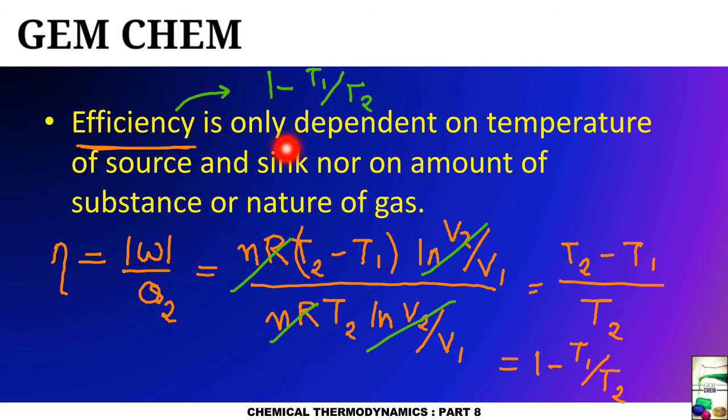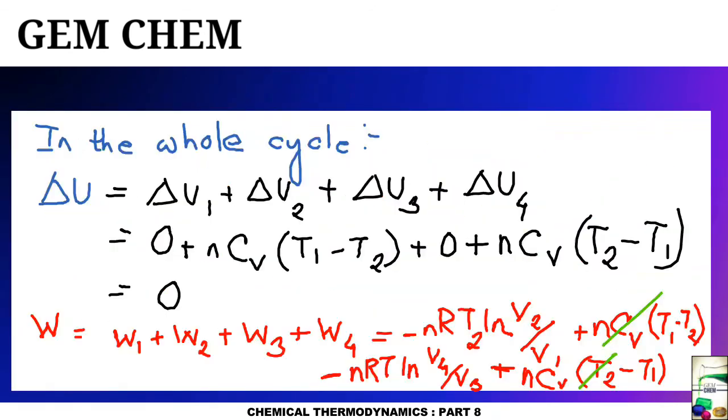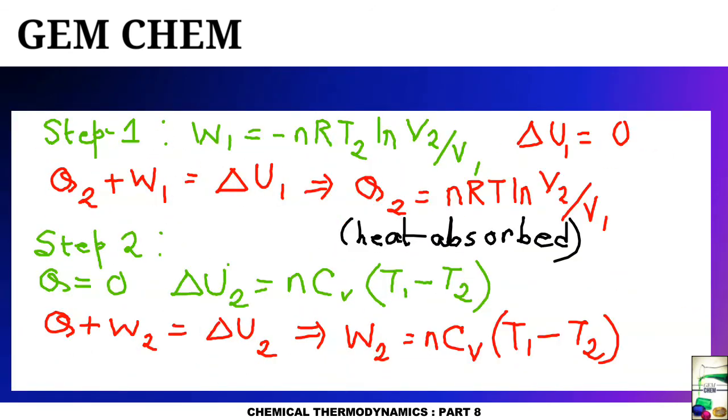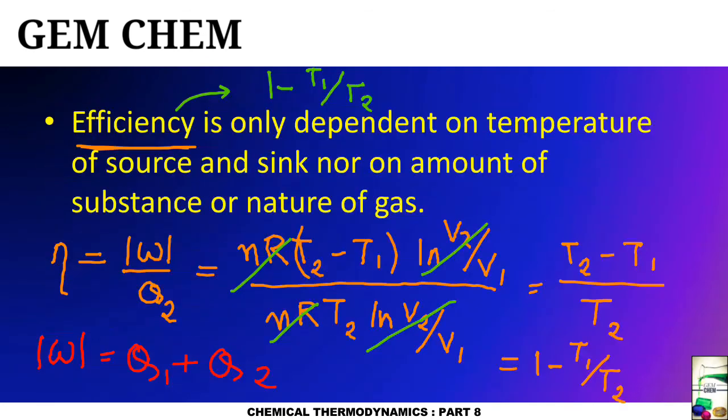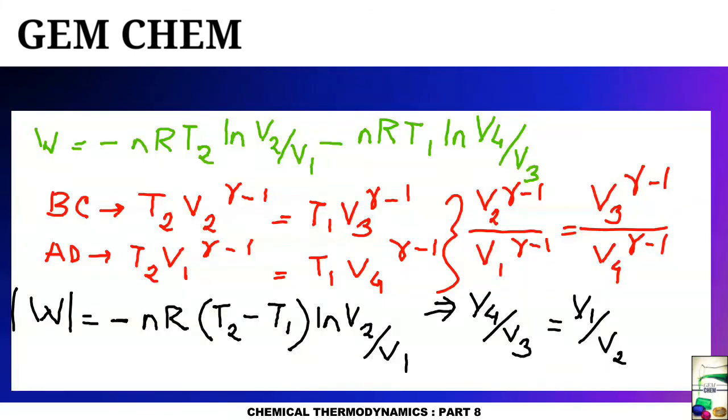That's why it is written that efficiency is only dependent on the temperature of source and sink. It is not dependent on the amount of substance or the nature of gas. And W can be obtained as Q1 plus Q2. This is the value of Q1, and this is the value of Q2. If you add these two, then you will get the value of W. So that's why we can write that W equals Q1 plus Q2. So this was an important concept of the Carnot cycle.